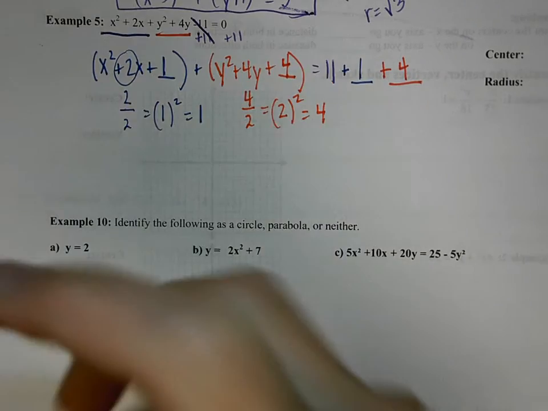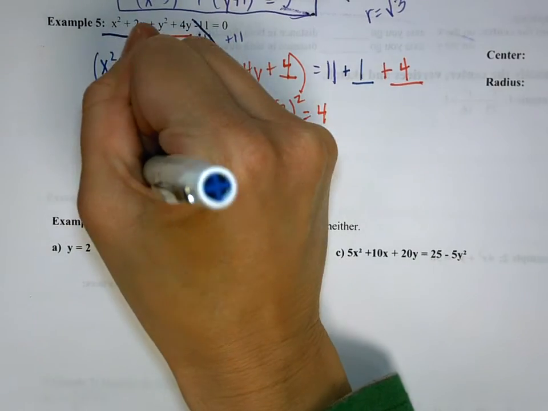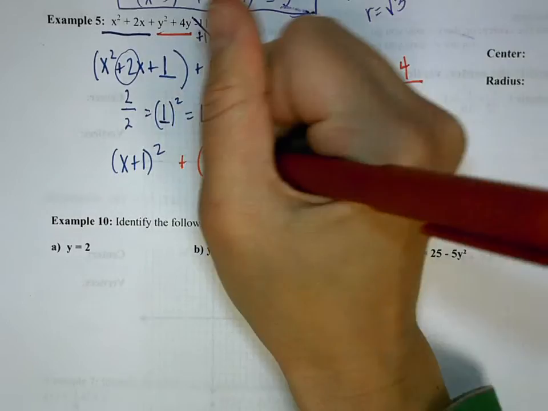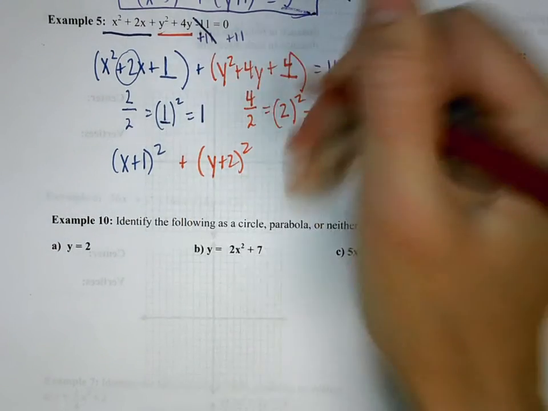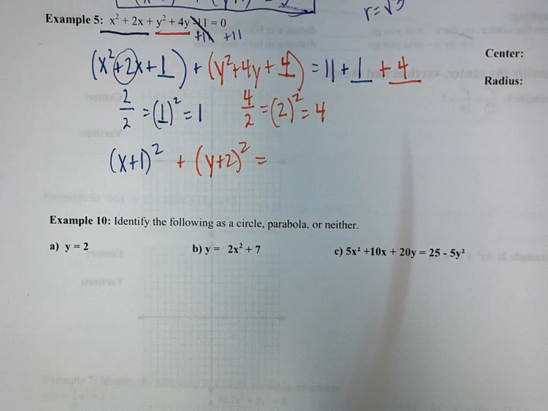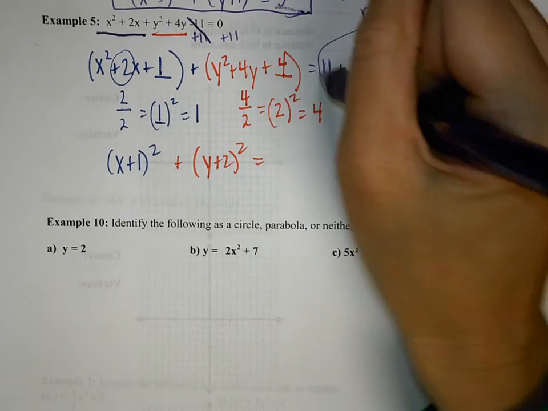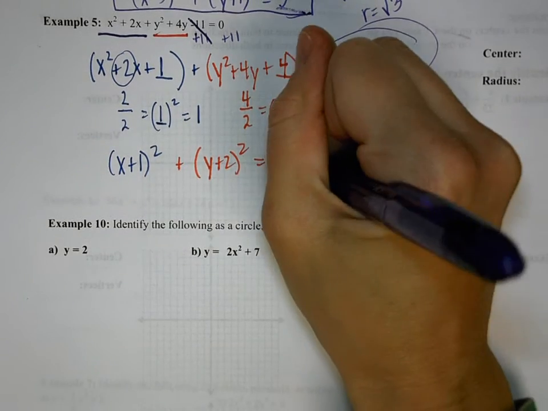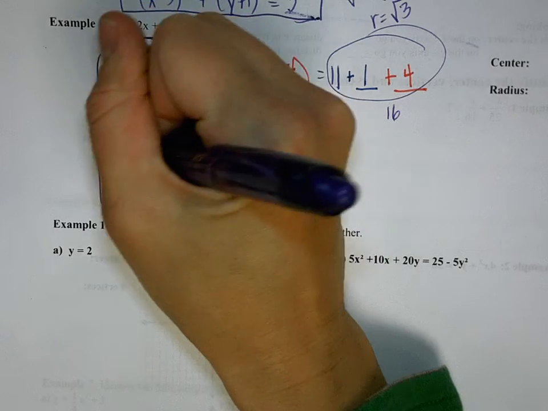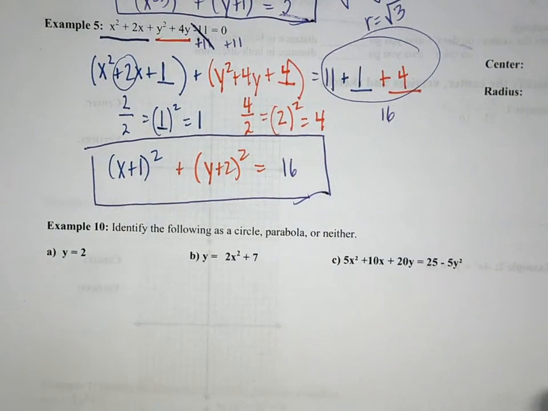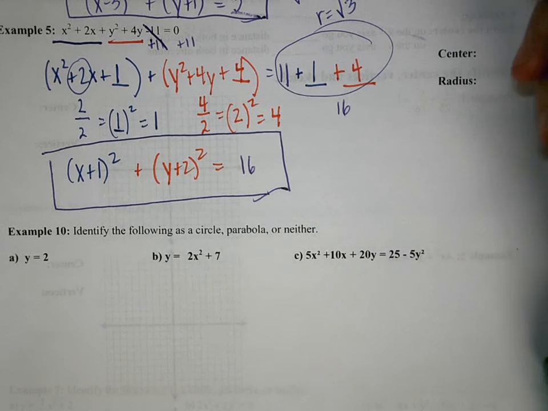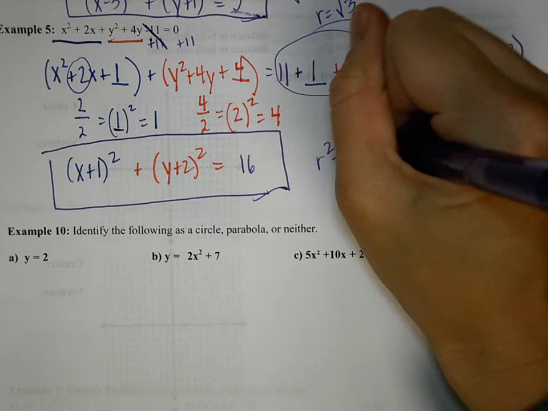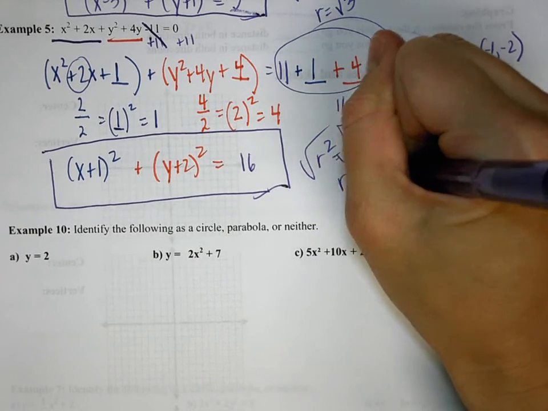When I write this square, this is going to be x plus 1 squared, because 1 was my half number. Plus, for my y's, it's going to be y plus 2 squared, because 2 was my half number, equals, and when we simplify over here, 11 plus 1 plus 4 equals 16. So this equals 16. There is my equation in descriptive form. My center for this problem should be negative 1 comma negative 2, and my radius, r squared equals 16. We take the square root, so r equals 4.